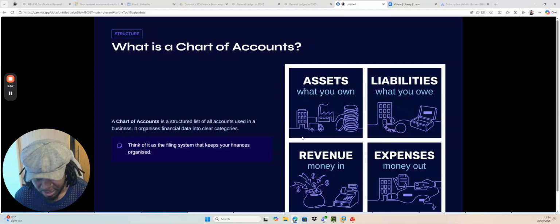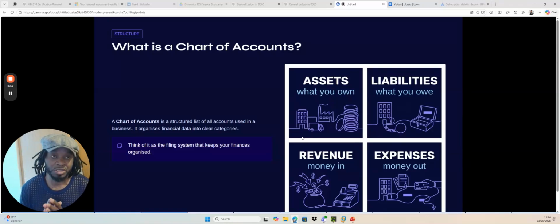This is what a chart of accounts is in very simple terms. I know a lot of people are doing business, but they don't really understand what this actually means. But as we forge ahead, you will have an understanding. Understand that this is a structure that you've put in place. It could be in your Excel sheet, it could be in physical books, or it could be in the system, where in Dynamics we are looking at it within a system.